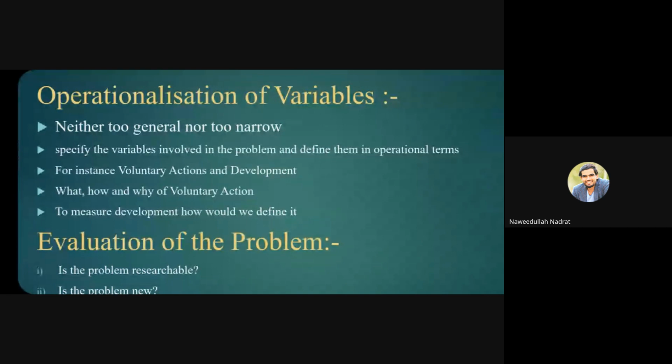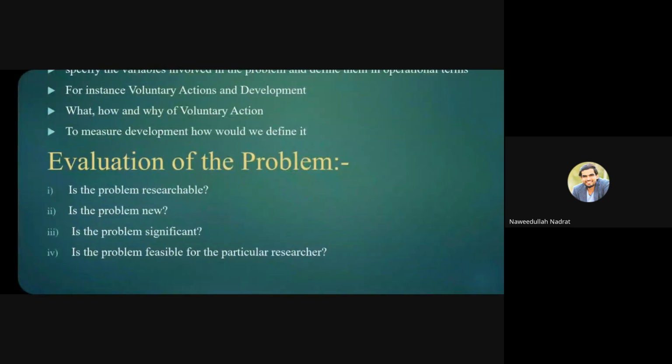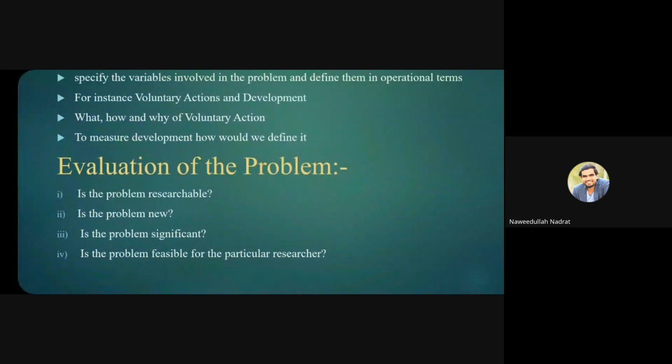making a researcher understand whether your research problem is suitable for a scientific research or not. So that is why this evaluation of problem is supposed to be done by these four criteria that is written here. That is, is the problem researchable?